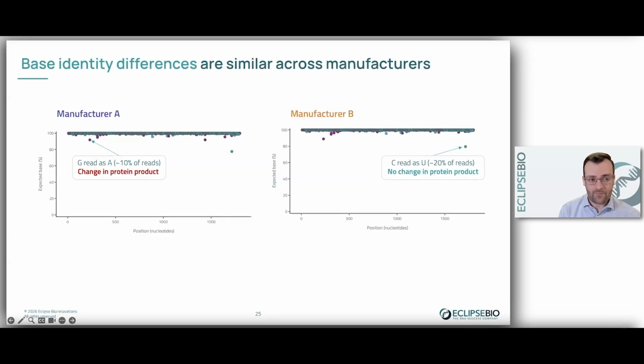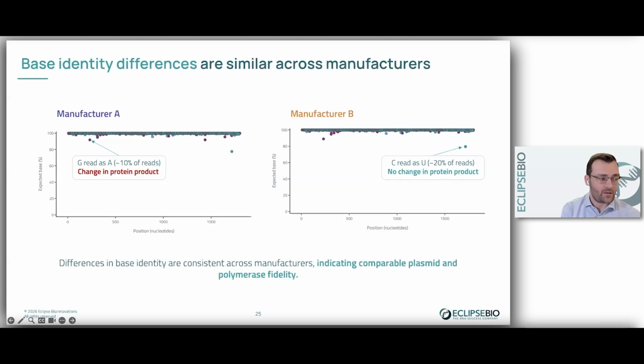But overall, both manufacturers having similar levels in base identity indicates that their plasmid supply is comparable, their polymerase fidelity is comparable as well. This is more something that we typically see when there's a sequence design component that makes it harder for either the plasmid synthesis to occur, or the polymerase can run into issues and start incorporating incorrect bases due to the local context. But sequencing was able to allow us to tease that apart by doing that direct comparison between the two manufacturers.